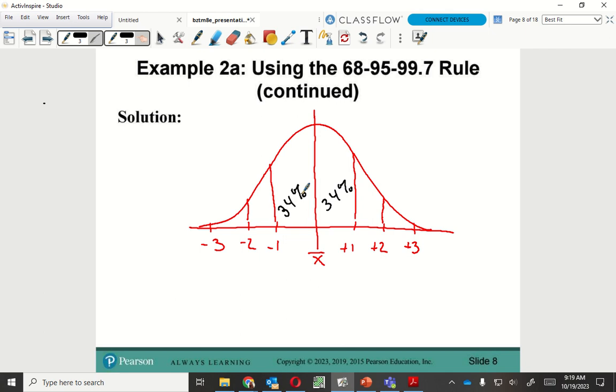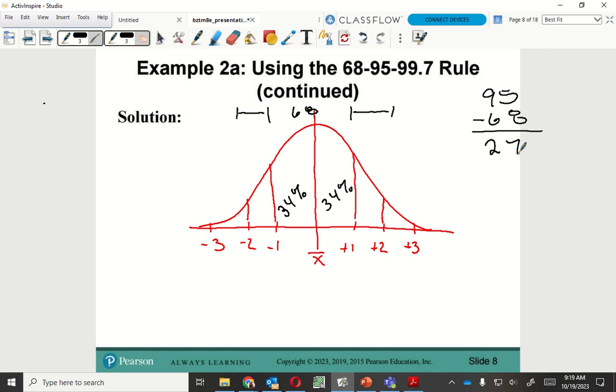So 34, 34. Okay, so now let's keep going out. So this was all the 68% from here to here, right? The next one went out to 95, didn't it? So I'm going to do a little bit of math. Let's go 95 minus 68. What do we get? 27. So there is going to be 27% added to my 68, right?